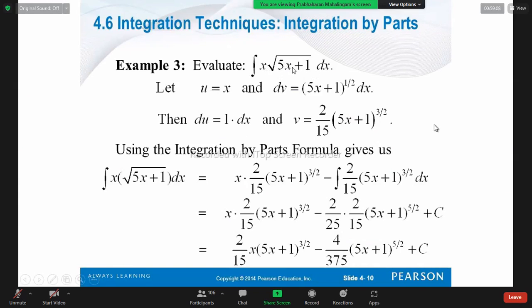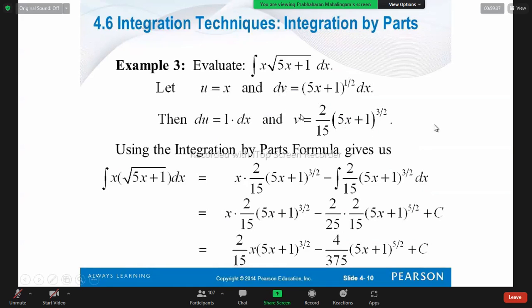This is the one function, root of 5x plus 1. x is there. Suppose if you want, you multiply x inside and do it, simple. Otherwise, you keep u is x, dv is (5x plus 1) to the power half. That is the root, right? So u into dv, from u is x, du is 1. Obviously, you know, after the differentiation.